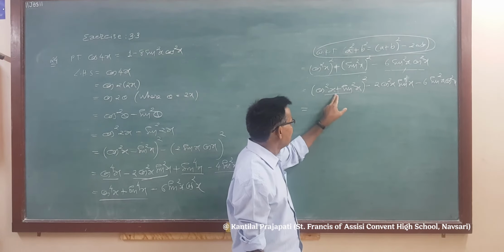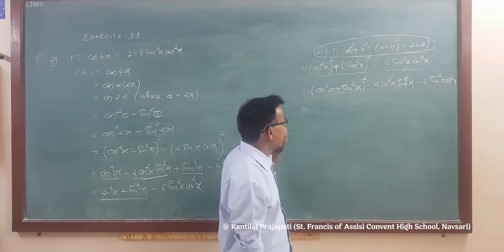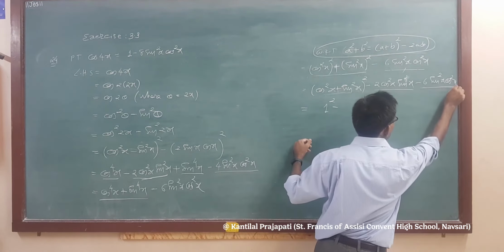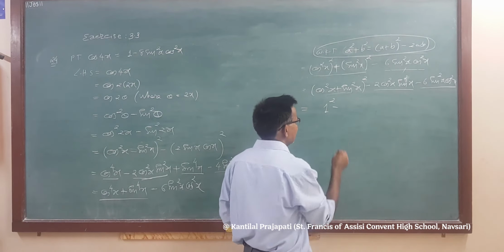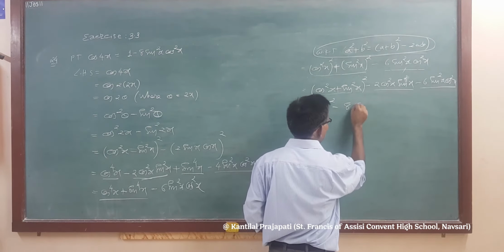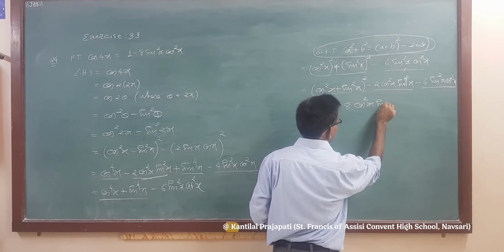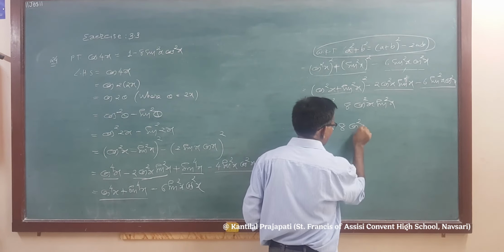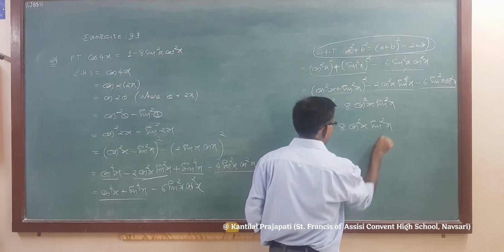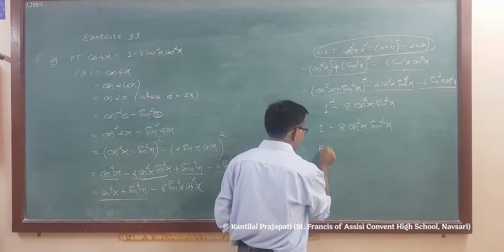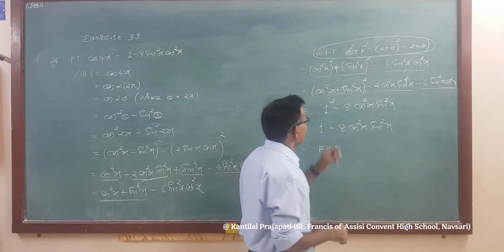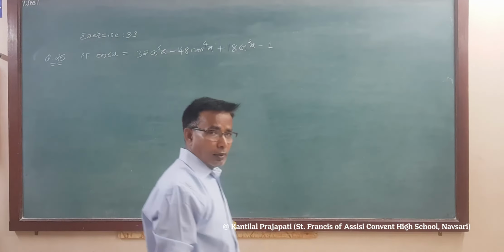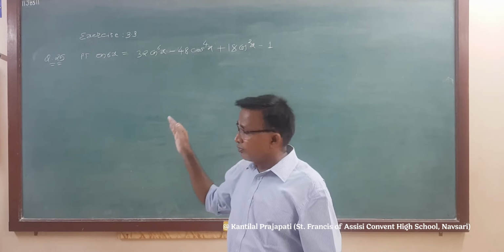Right, again here we get cos square x plus sin square x is the identity 1, minus 2 cos square x sin square x minus 6 sin square x cos square x, like terms. So addition will be minus 2 minus 6 is 8 cos square x into sin square x, and we get 1 minus 8 cos square x into sin square x. So this is your RHS. Here you have to remember this identity: a square plus b square is equal to (a plus b) whole square minus 2ab.